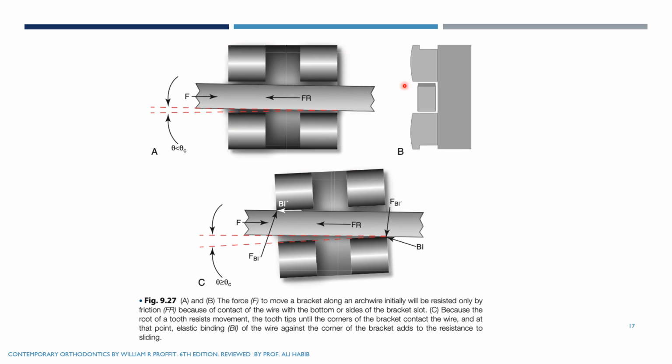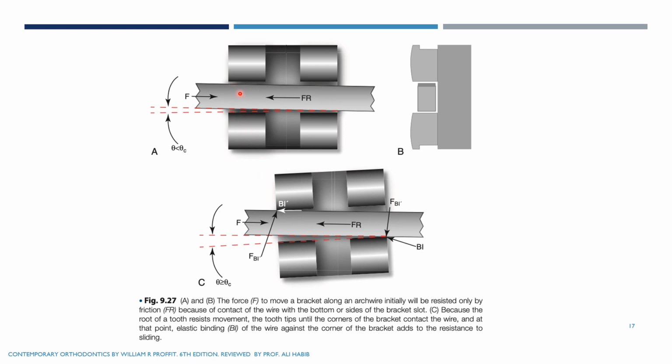In other words, when an angle is created between the wire and the bracket, you see here, then we start to have another form of resistance to sliding, which we call binding, especially elastic binding, and this is even more important to consider when we move teeth than the classic friction.